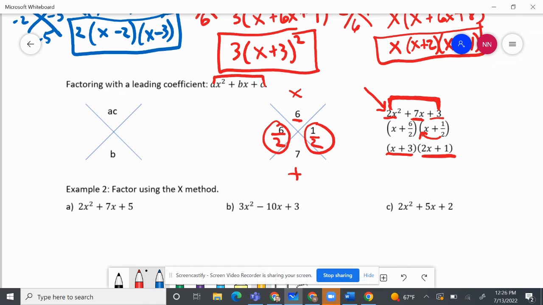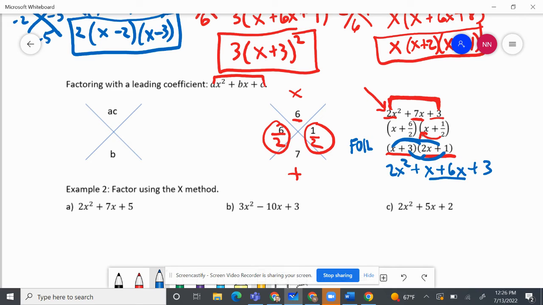Now, just to clarify why this works, if we were to FOIL it out, remember with FOIL, first, outer, inner, last, x times 2x is 2x squared. X times 1 gives us x. 3 times 2x gives us 6x. 3 times 1 gives us 3.